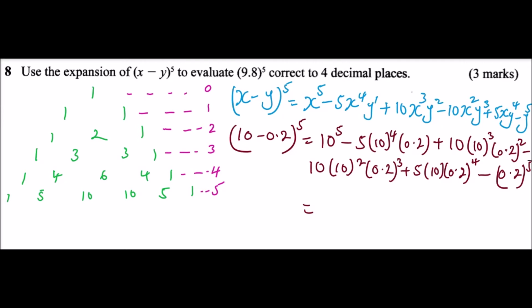When you multiply, you get 90,392. We are told to 4 decimal places, so 0.797. So that's how you work out that, and you get yourself 3 marks.